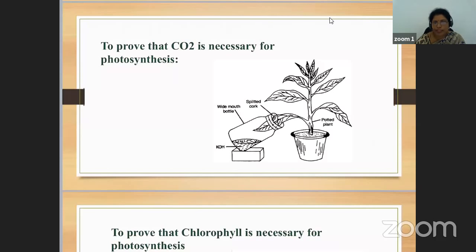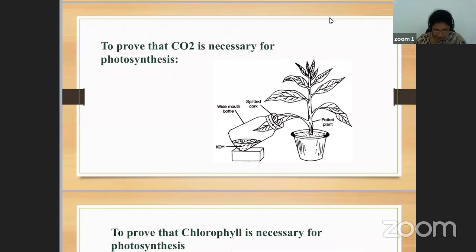Hope you have seen many crotons, children, which along with green color show spots of light yellow or white color. So the leaf which has green parts along with non-green parts, the green part turned blue-black, and the part of the leaf which was white or light yellow in color did not turn blue-black. What does it indicate? This indicates that photosynthesis occurred only in that part of the leaf which was green in color. This proves that chlorophyll is essential for photosynthesis.